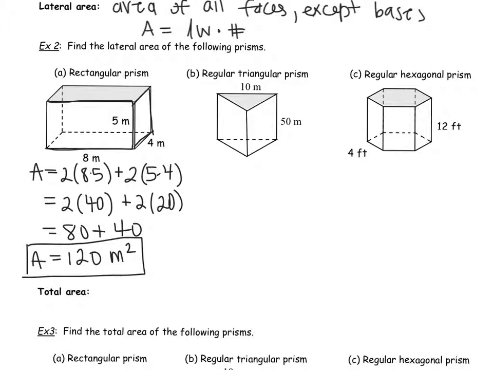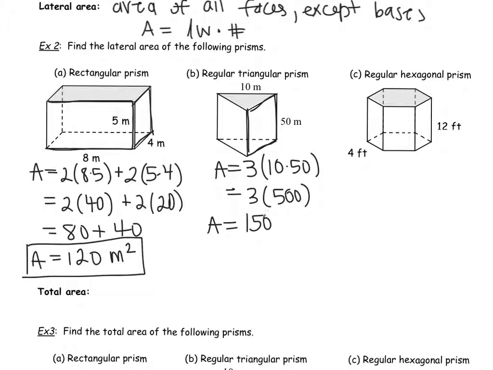When it comes to our triangular prism, we have 3 rectangular faces, all with the same area, that has a base of 10 and a height of 50. So for our area, we have 3 of them. We have to do 10 times 50. So 10 times 50 is 500, which we then multiply by 3. So our area of our lateral faces is 1,500 meters squared.